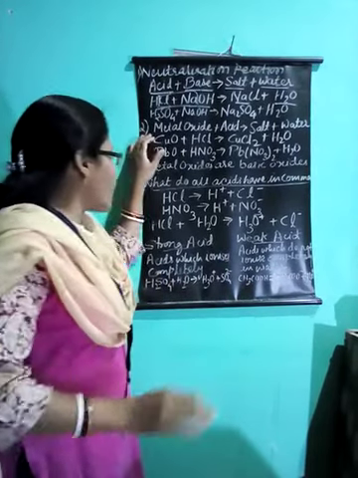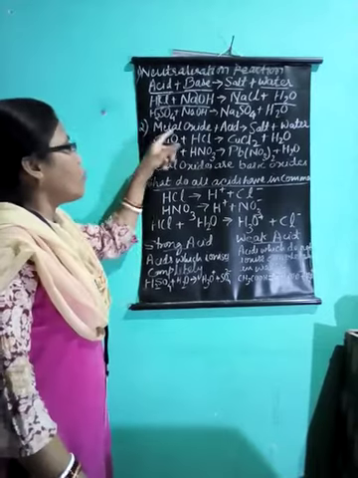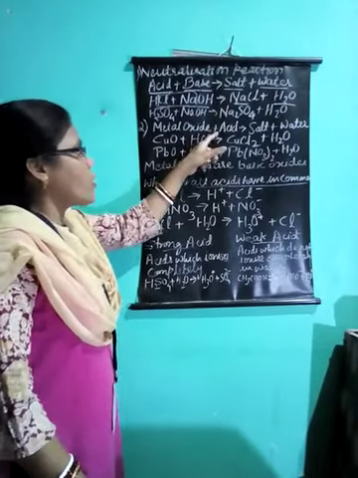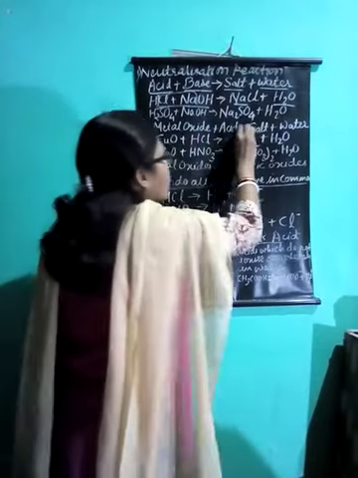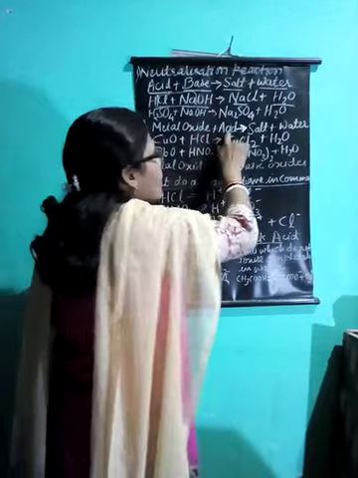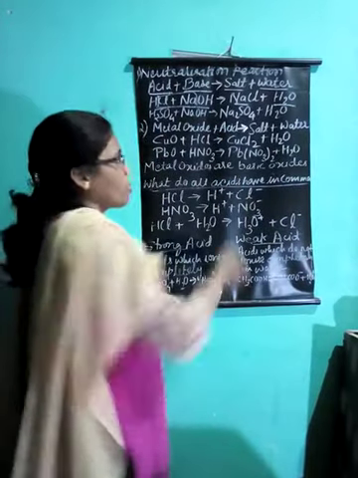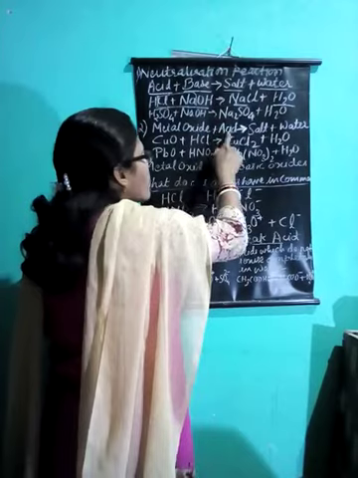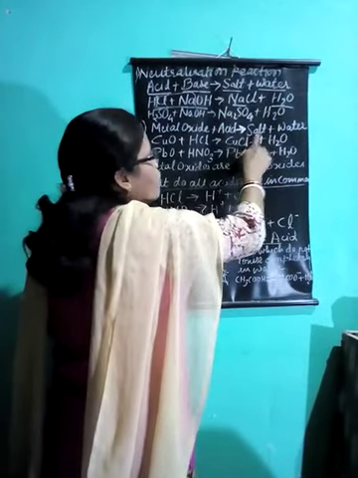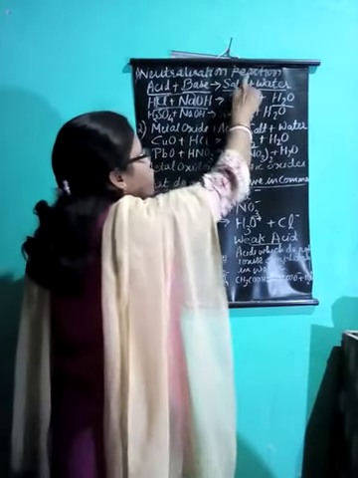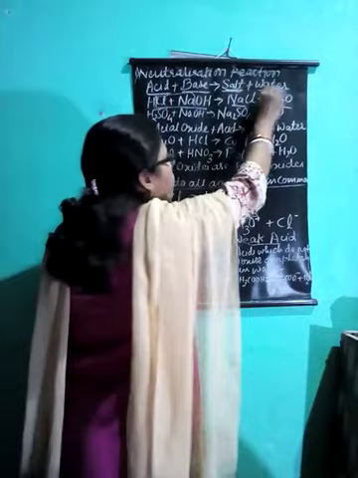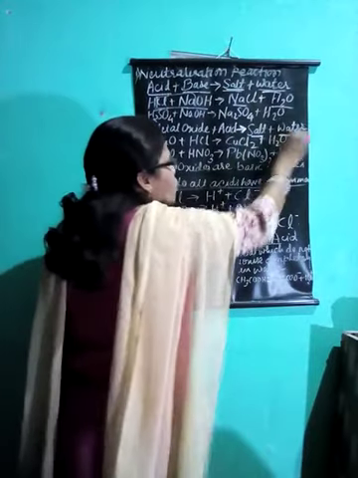Now the next reaction is when metal oxide plus acid, what is formed? Metal oxide, when it reacts with acid, salt is formed with water. Metal oxide plus acid will form salt plus water. See, in the neutralization reaction also salt plus water is formed. Here again salt plus water is formed.